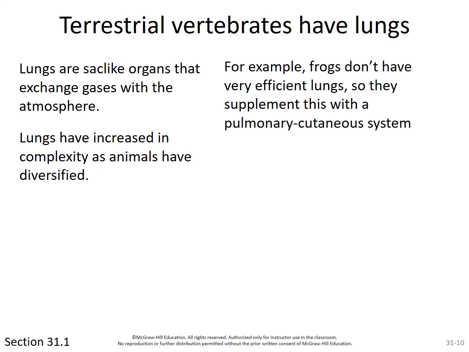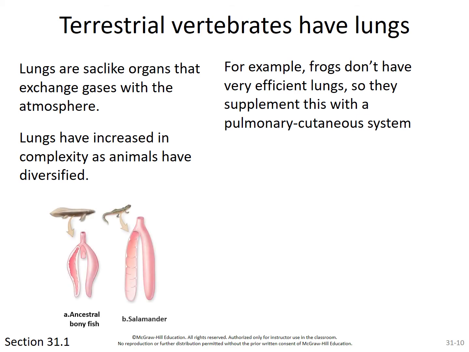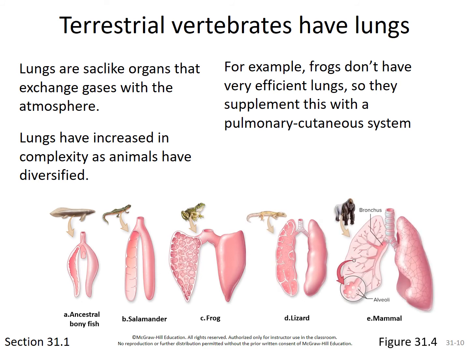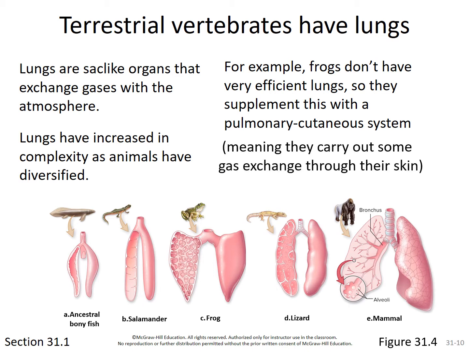Okay, so terrestrial vertebrates have lungs, and the description of a lung is basically a sac-like organ that exchanges gases with the atmosphere. Now, as animals have grown more complex and have diversified, lungs have increased in complexity. And so you see a number of different vertebrates here, from the ancestral bony fish all the way to mammals. So a good example of lungs not being that efficient is frogs. They don't have very efficient lungs, and so they basically supplement this with what's called a pulmonary cutaneous system. And the translation of that is basically that they carry out some gas exchange through their skin.